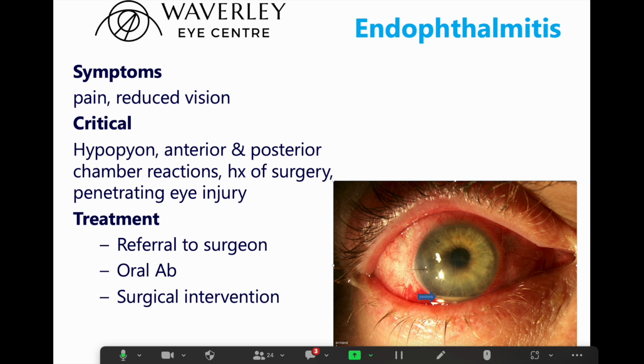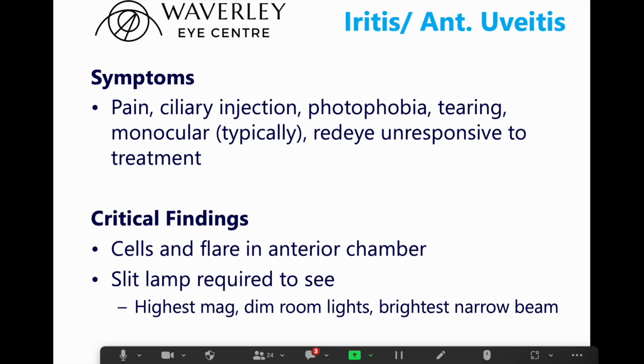They're going to have some type of history of surgery in the last few weeks. So if you have a patient that's had cataract surgery or some type of surgery in the last few weeks, or if they've had a penetrating eye injury and you're saying, this is referral to the surgeon, pretty well anyone on call, but preferably the surgeon that did the surgery, they're going to need oral antibiotics and likely surgical intervention. Okay, uveitis, anterior uveitis.